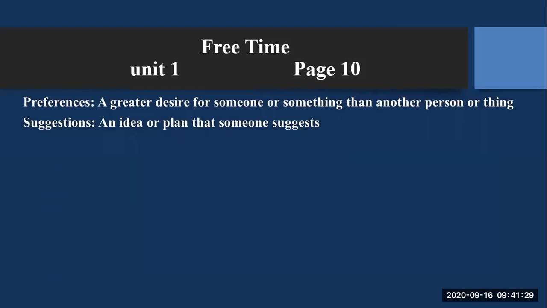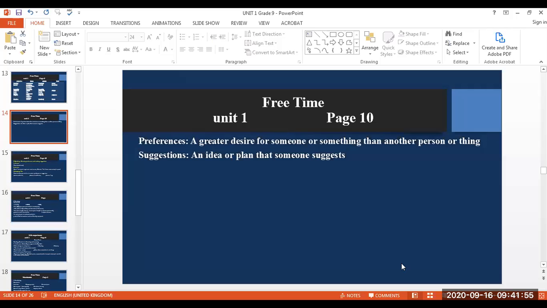So preference means a greater desire or choice for someone or something than another person or thing. And suggestion is an idea or plan that someone suggests. So these are the definitions that we discussed yesterday, and I discussed them again today so the students can understand better.